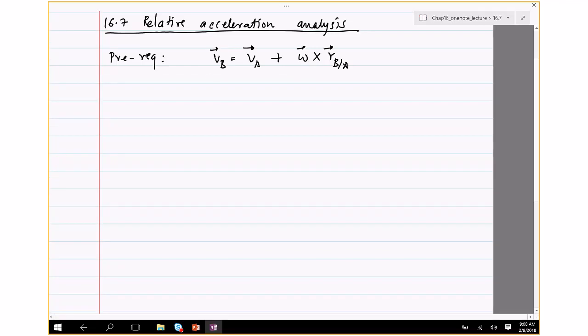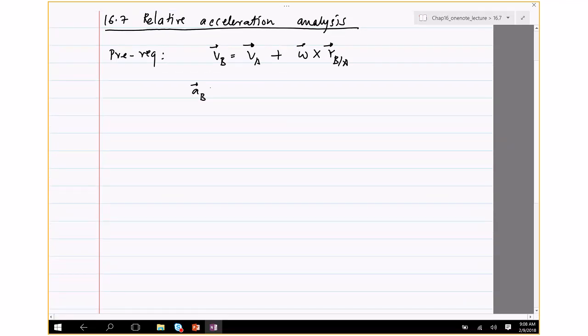So the formula for acceleration is acceleration of B is acceleration of A plus acceleration of B with respect to A. It turns out that we can actually write the acceleration of B with respect to A as alpha cross rB with respect to A plus omega cross omega cross rB with respect to A.